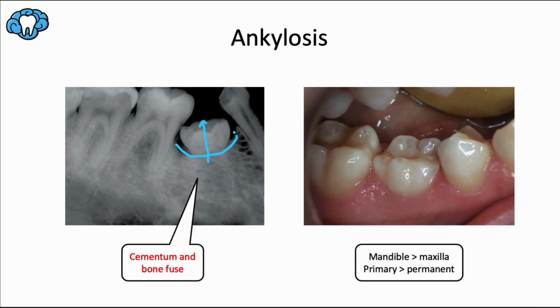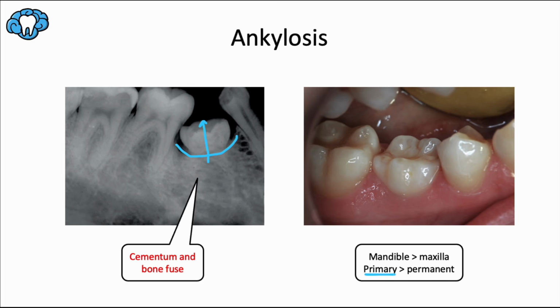Signs of an ankylosed primary tooth include an occlusal step between that and the neighboring teeth, a hollow sound on percussion, and a depressed bone level. This occurs more often in the mandible than the maxilla, and more commonly in the primary dentition than the permanent dentition. Primary molars specifically are the most often ankylosed teeth.